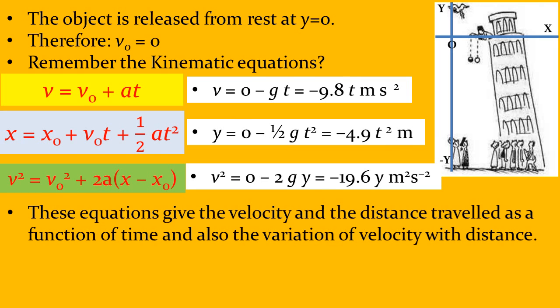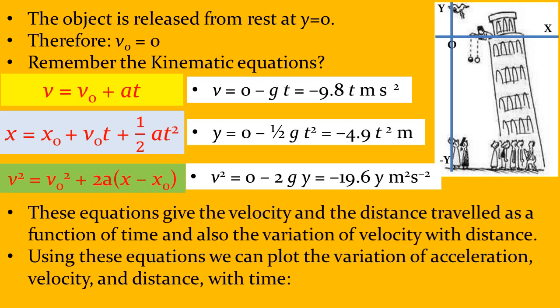Now these equations give the velocity and the distance traveled as a function of time. So given the time, I can tell you what is the velocity or what is the distance traveled. It also gives us the variation of velocity with distance. Now using these equations, we can plot the variation of acceleration, velocity and distance with time.